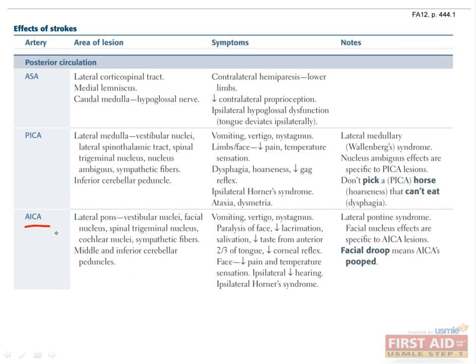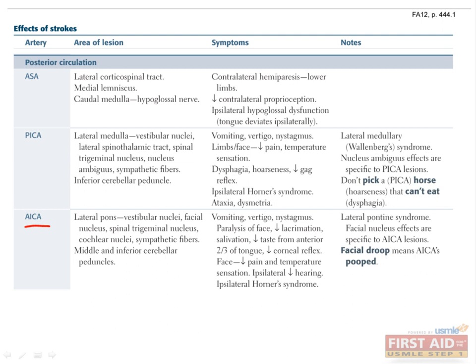AICA also supplies many territories, so strokes there can have a variety of different symptoms. Areas affected include the vestibular nucleus, spinothalamic tract, the dorsal cochlear nucleus, the outputs of cranial nerves 7 and 8, the middle cerebellar peduncle, and also part of the cerebellar hemisphere. So, what symptoms might you expect with these sorts of lesions?